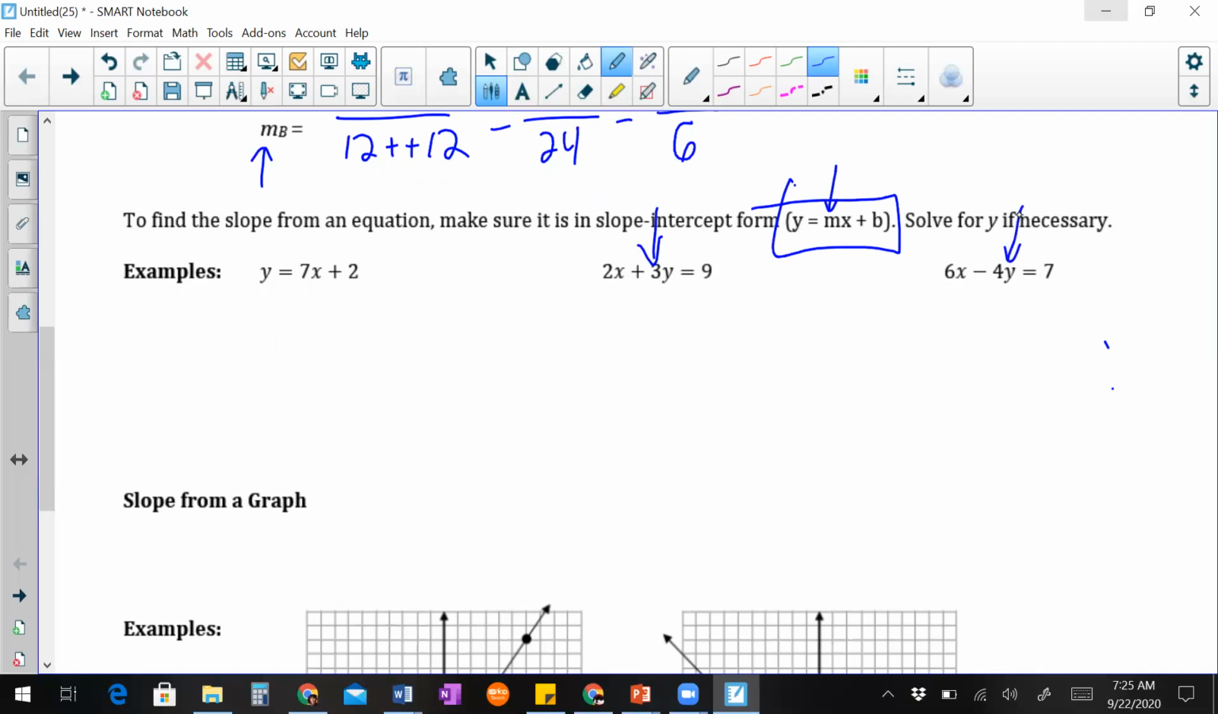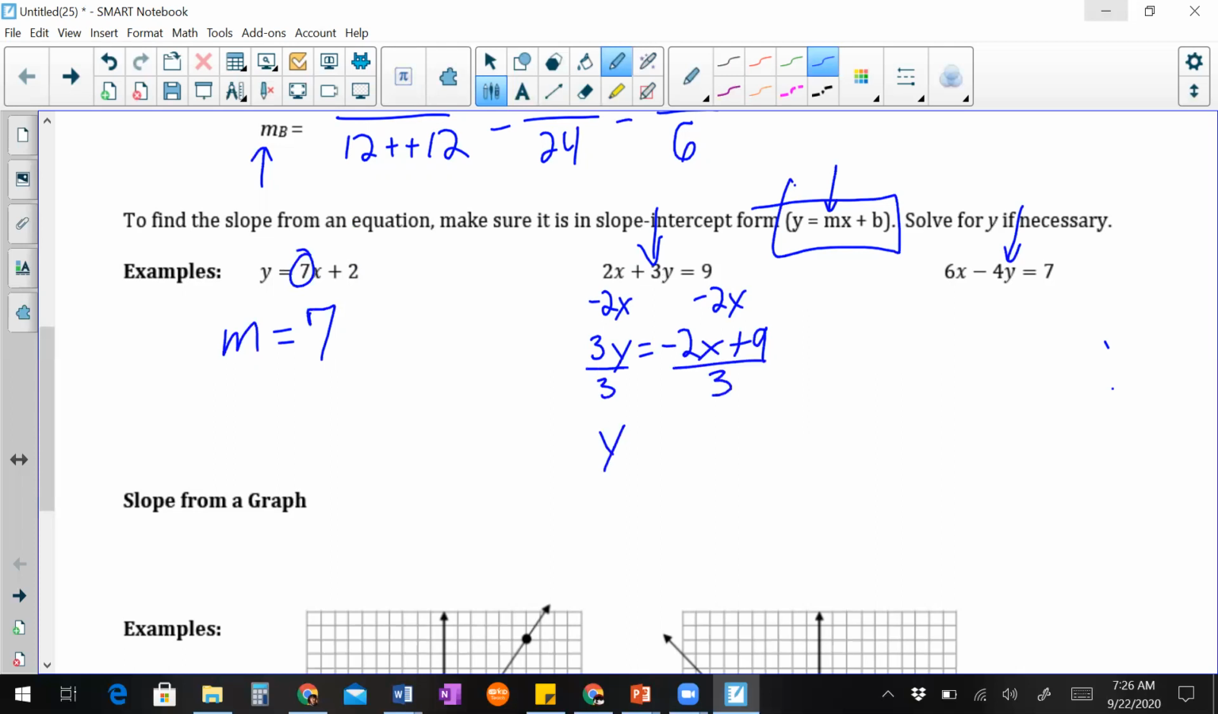All right, so looking at the first one, y equals 7x plus 2. We have something in that m position, so our slope equals 7. All right, for the other two here, we don't have it in slope-intercept form, so we need to get it in slope-intercept form. We need y by itself, so we're going to subtract 2x from both sides. This leaves me with 3y equals -2x plus 9. Divide both sides by 3, because I don't care what 3y is, I want to know what y is.